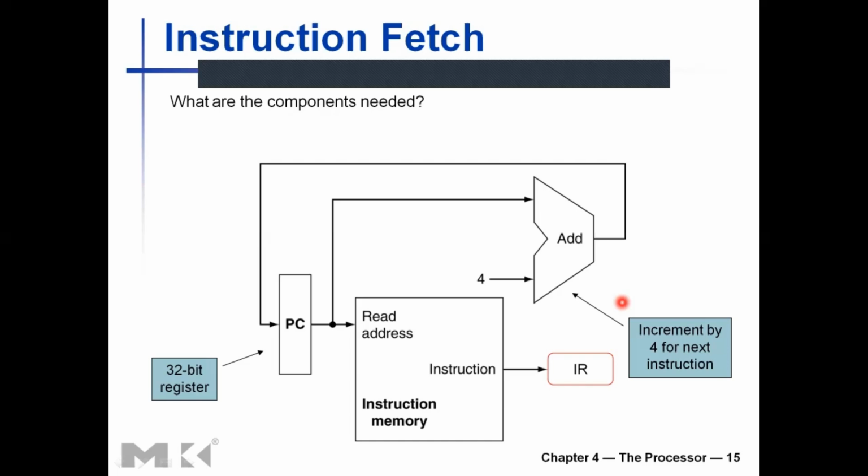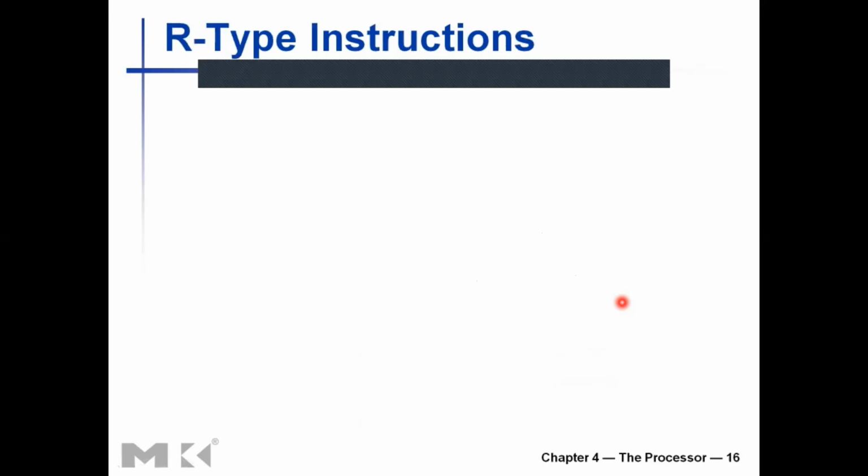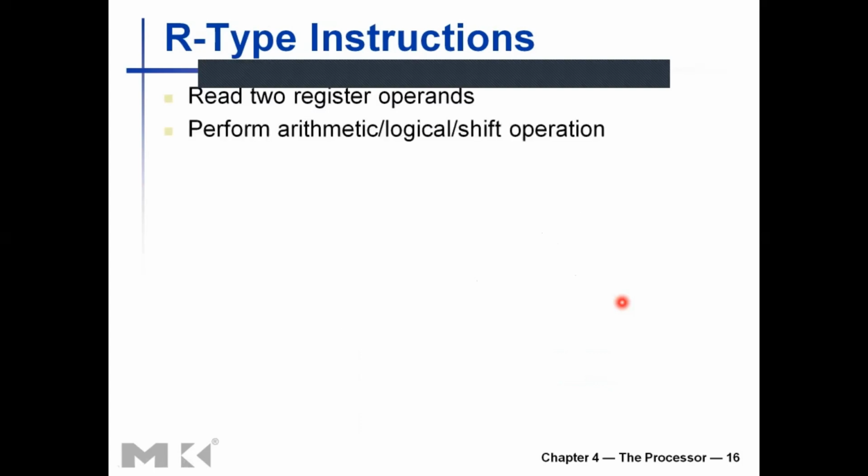Okay, so next we will have a look at, so this is very simple, right? Very straightforward. Next, in R-type instructions, what do we need to do? First, there are 3 register numbers given in an R-type instruction, 2 operands and 1 destination. So read the 2 register operands from the register file. That is the first thing you need to do after decoding an R-type instruction. Read the 2 register operands for your R-type operation.